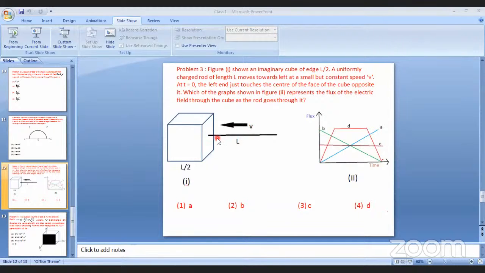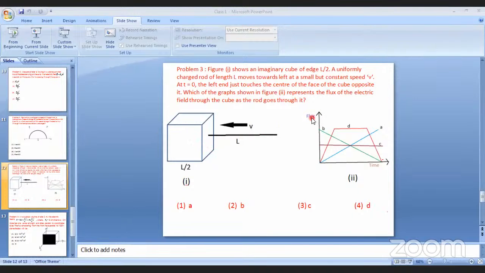So at time t equal to 0, the left end just touches the center of the face of the cube. After a few seconds, the rod goes through the cube and comes out through the other side. The scenario is very simple. You have an imaginary cube here and a rod of length capital L moving with velocity small v. So this rod moves inside the cube, touching this face, and it comes out through the other face of the cube.